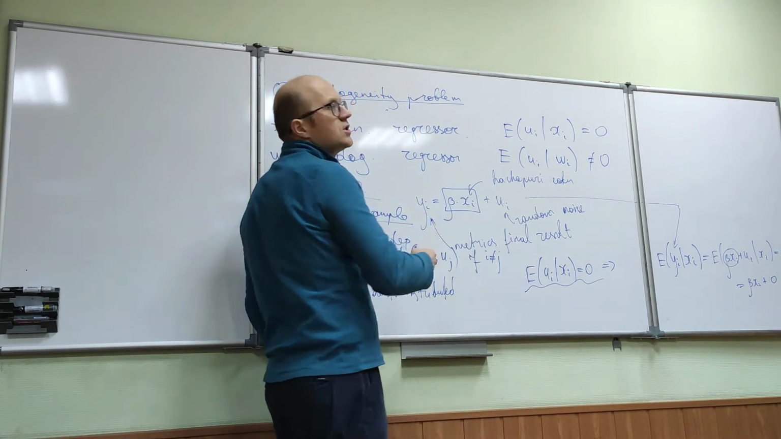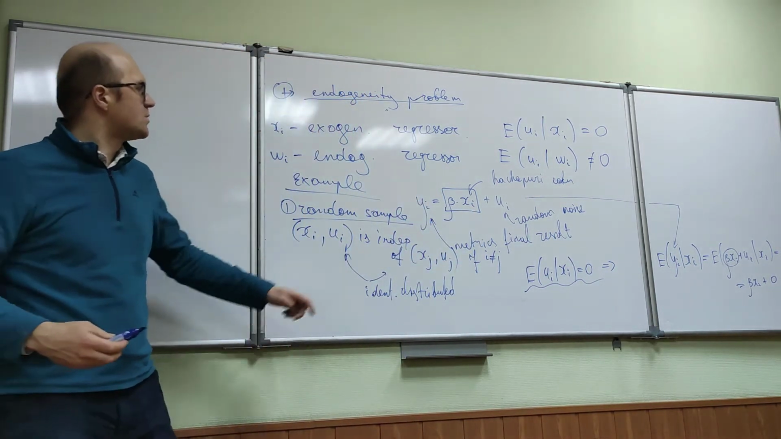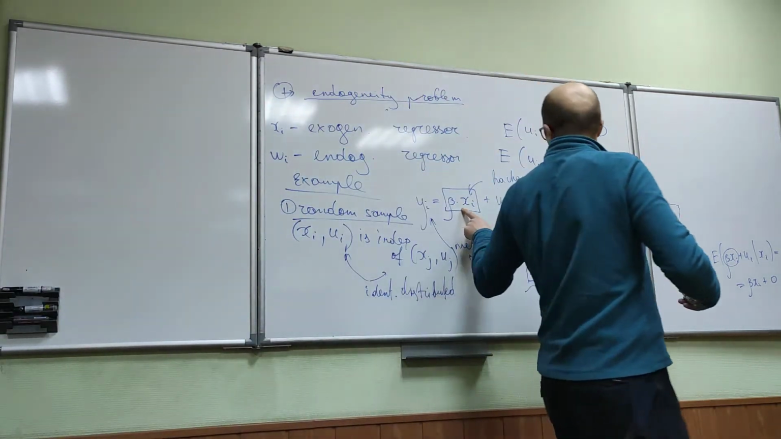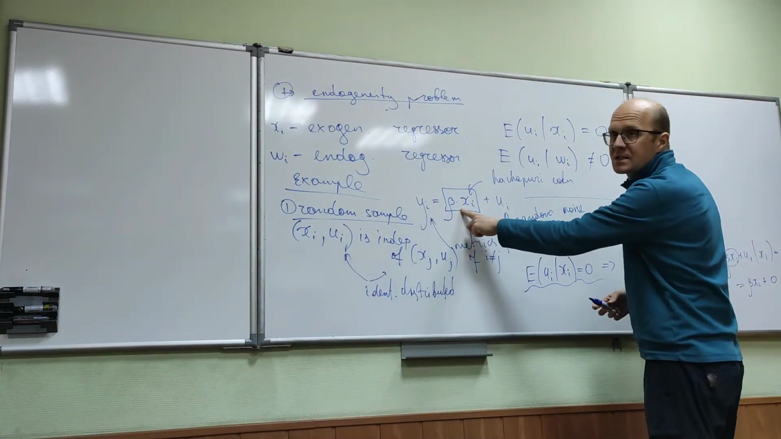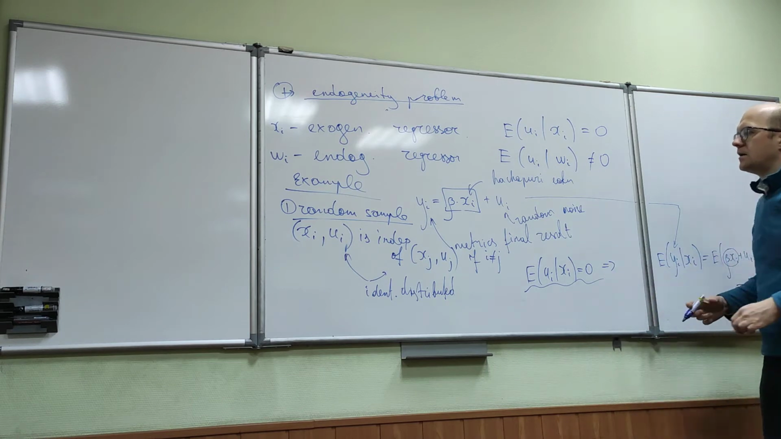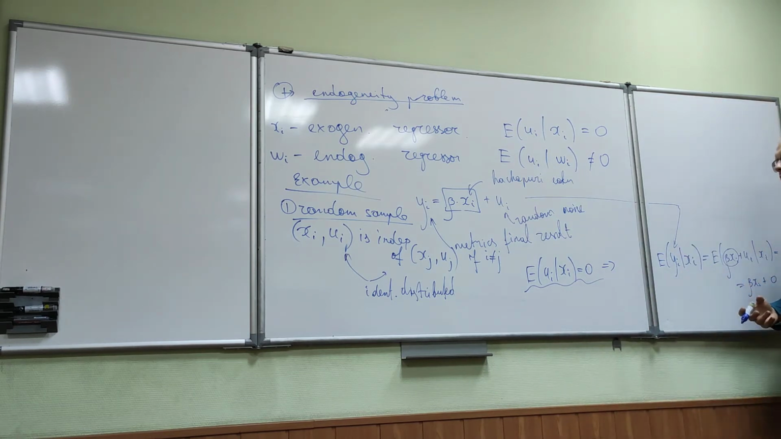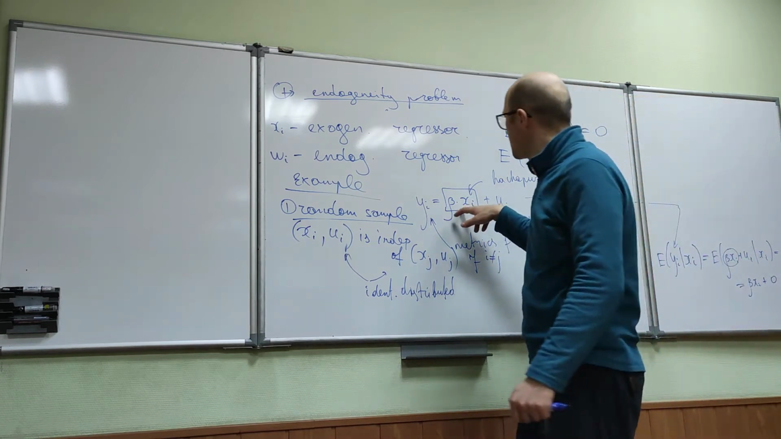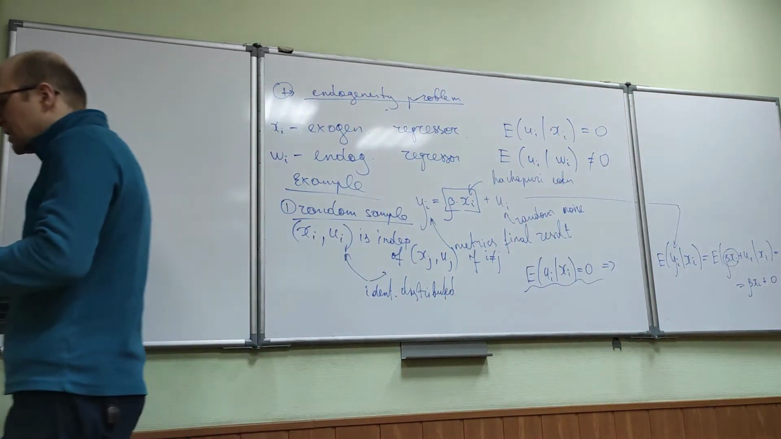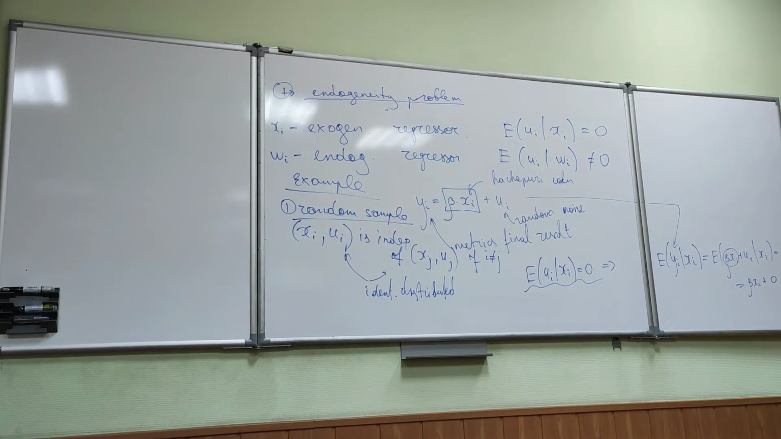y is decomposed into two parts. The first part can be perfectly predicted if you know x, and the second part cannot be predicted if you know x. So the exogeneity assumption says that beta times x is the best prediction of y if all you know is x.